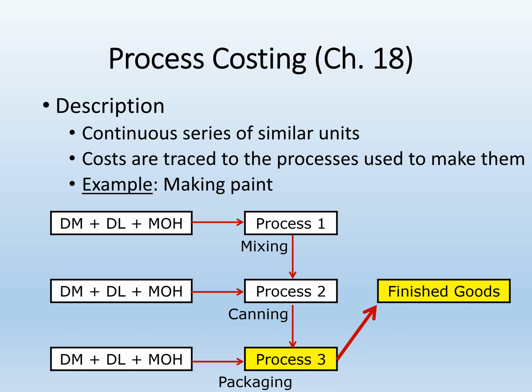Notice that for a firm that chooses process costing, all units have to go through the same basic set of processes. So the cost of each unit would be its share of the costs that it went through in each process during its manufacturing.